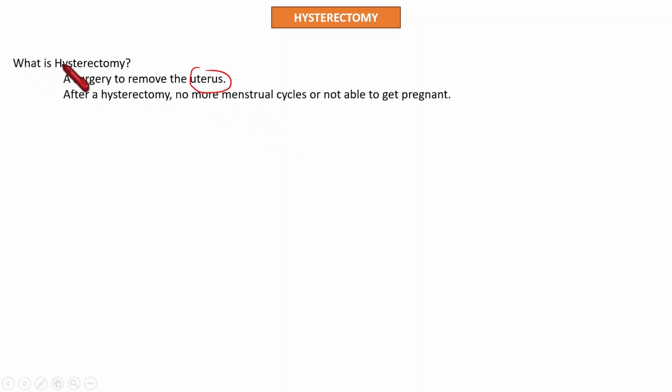What is hysterectomy? Hysterectomy is the procedure of the removal of the uterus. So, whenever a person has undergone hysterectomy, that person will not have any more menstrual cycle, and it is also not possible for the person to get pregnant anymore.